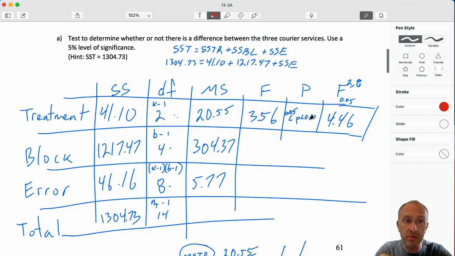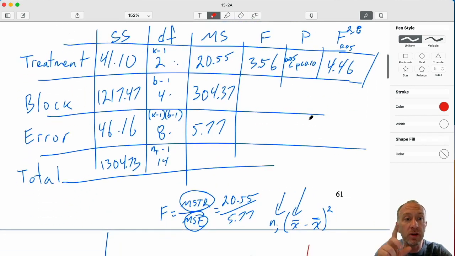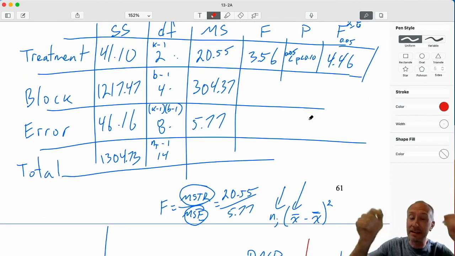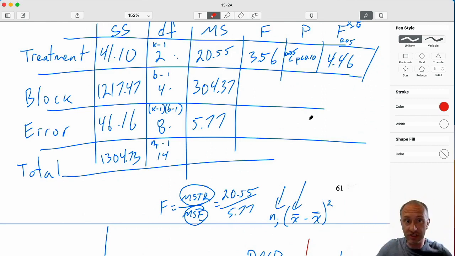Now, we'll go through a couple of examples, and we'll also get into, in the next section, Module 13-3, the factorial ANOVA. And again, lots of similarities, few more complications, but we'll get there.